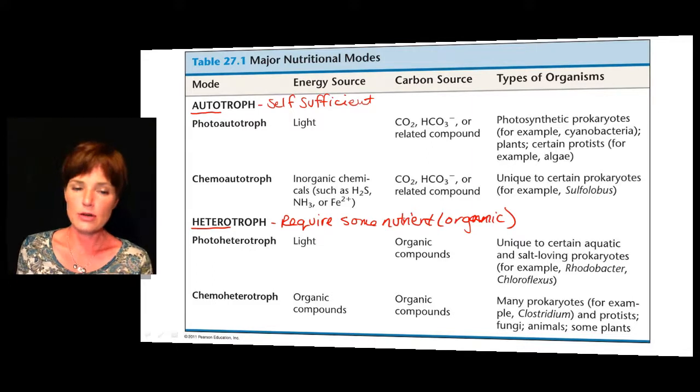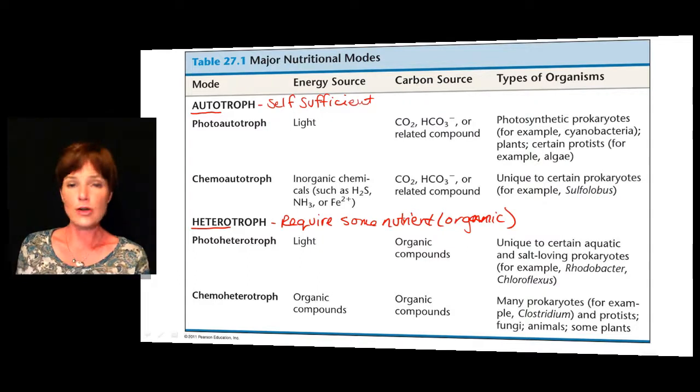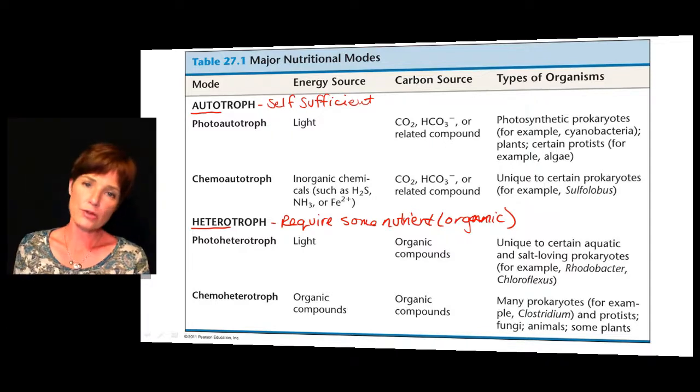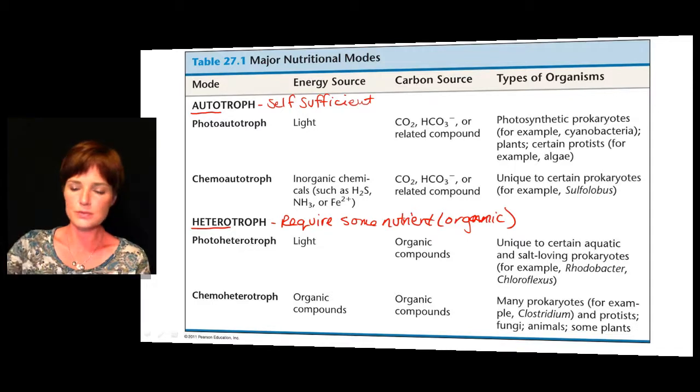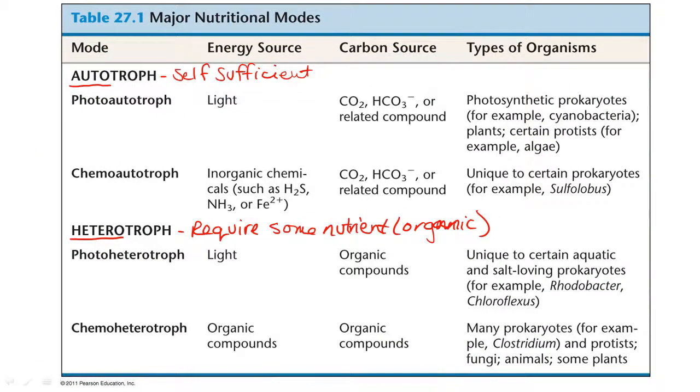We can have photoheterotrophs. Photoheterotrophs would use light as an energy source. And we can also have chemoheterotrophs, and they would use organic compounds as their energy source. So that's just a brief overview of the different types of nutrition that we have in prokaryotic cells. There's certainly more than what we're seeing listed on this slide. These are the most common ones.